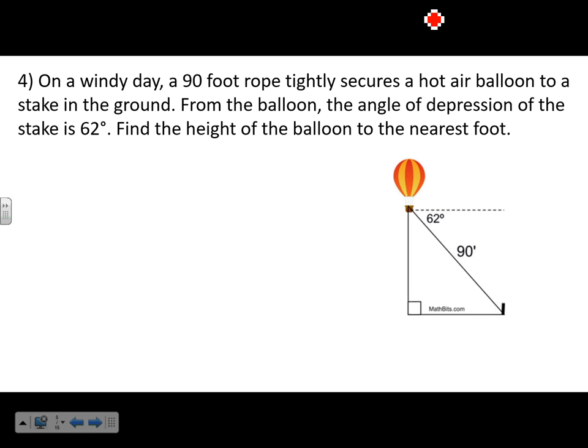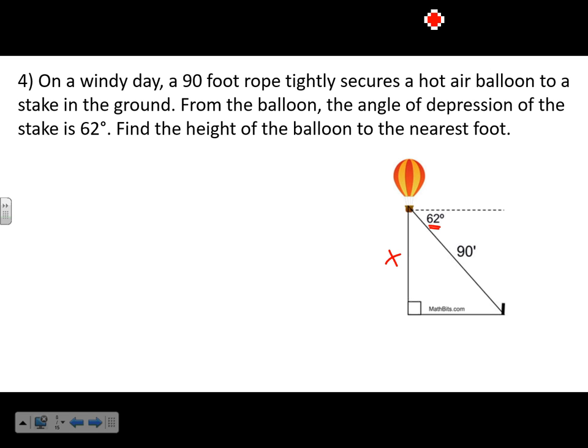So we want to know the height. The 90-foot rope is how we labeled this one, because this is that rope tied to the stake. And again, the angle of depression, this angle right here, is 62. So here's why this is more difficult, and this is why we picked one that had a picture first. You are not using trigonometry with this 62.